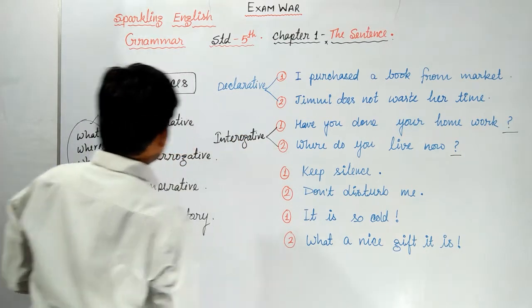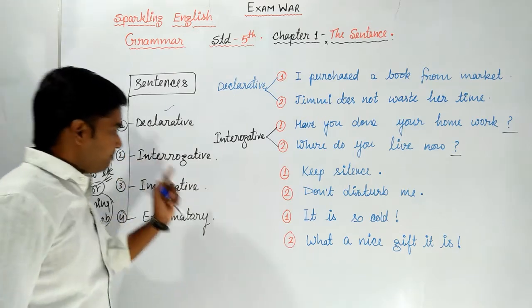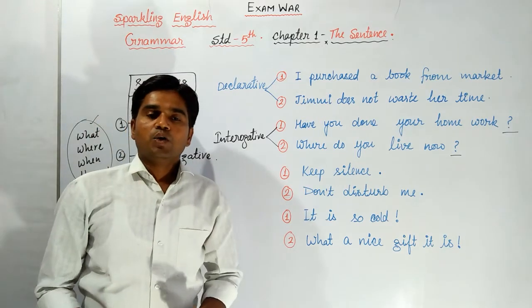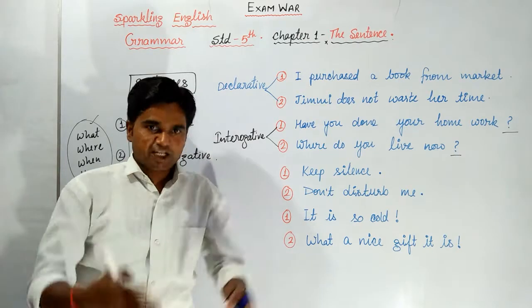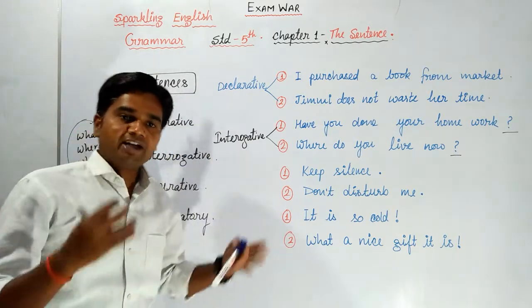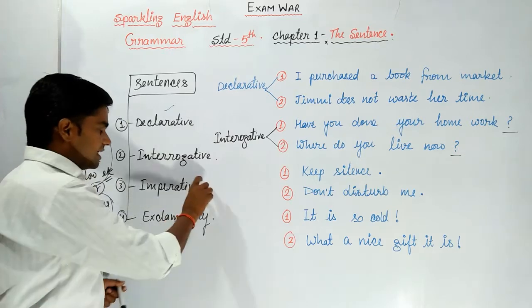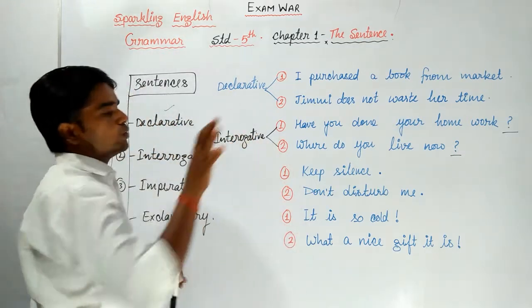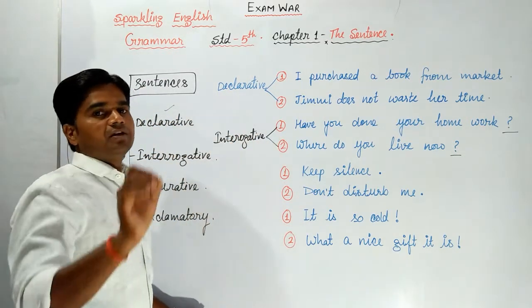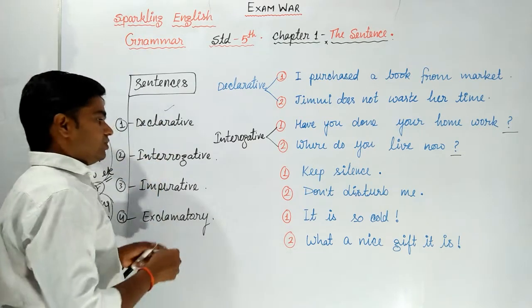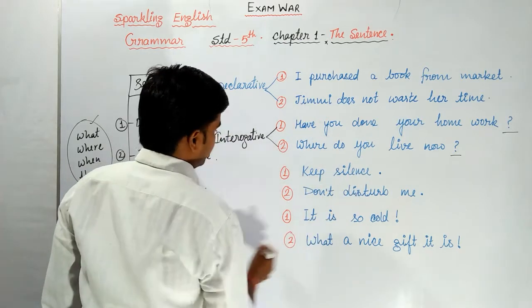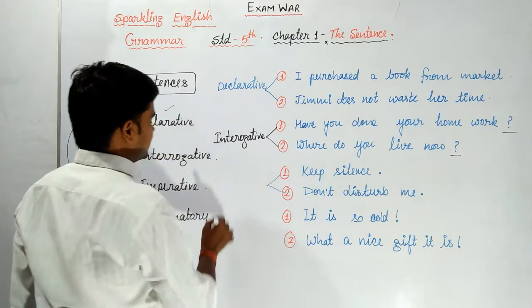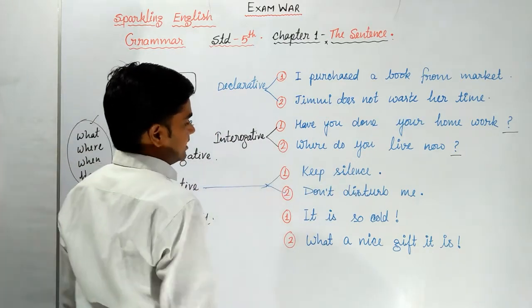Next one, imperative sentences. In imperative sentences, we give some advice, suggestion, we make a request, we give some command or order also. And these sentences generally start with a verb. So these sentences are like this: keep silence, don't disturb me. These types of sentences are imperative sentences.